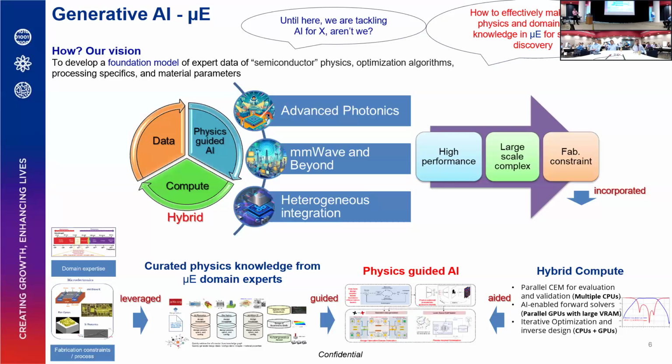So that when we move on to curate this physics knowledge for the microelectronics domain, we are then able to guide, using physics-based AI aided by hybrid compute, so it could be CPU or GPUs or parallel CEM, to create new designs that can address advanced photonics, millimeter wave, and also heterogeneous integration. This ties back to what we shared at the start of the presentation about the 6 key topic areas under microelectronics. So these are the 3 that we are looking at. Of course, we are happy to share and discuss more if there are areas that you feel are relevant.